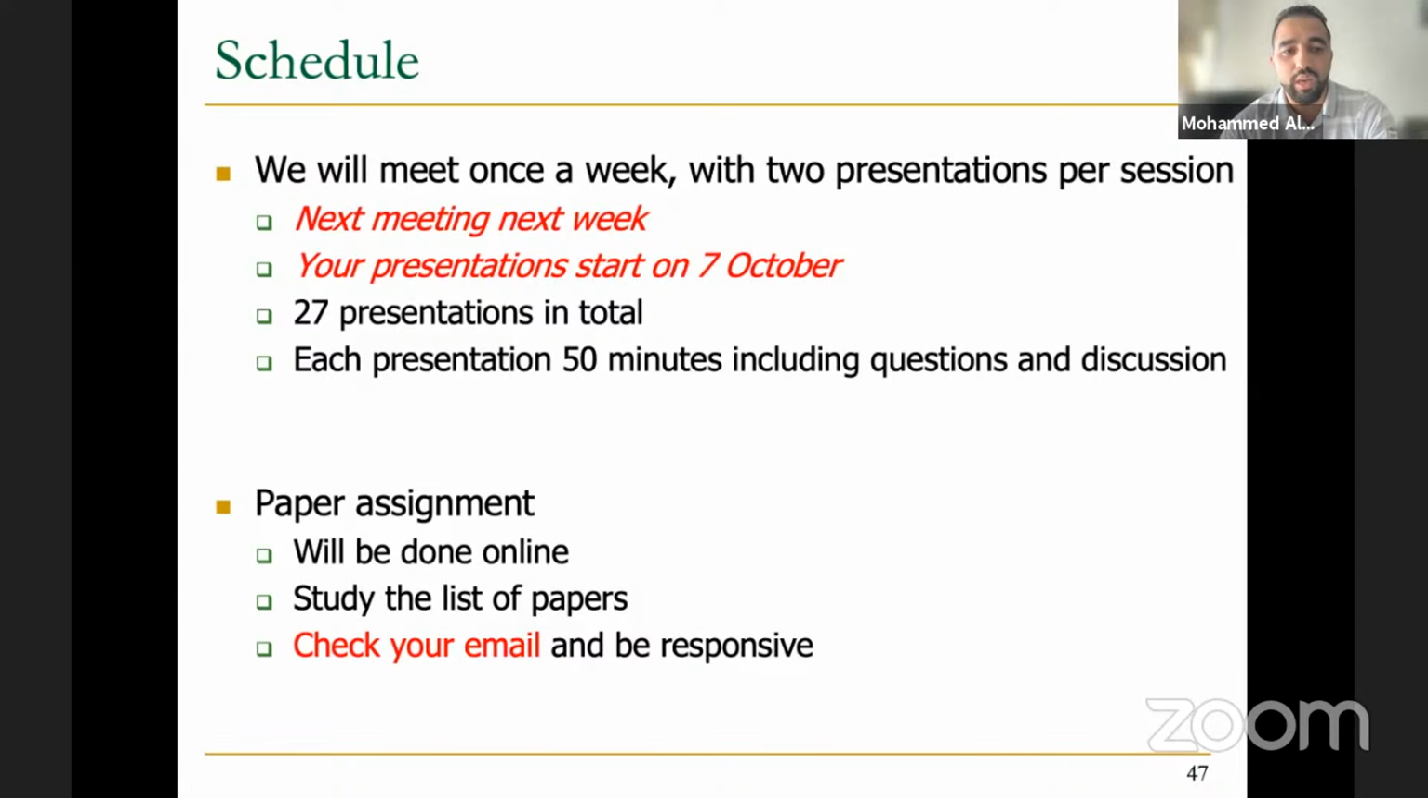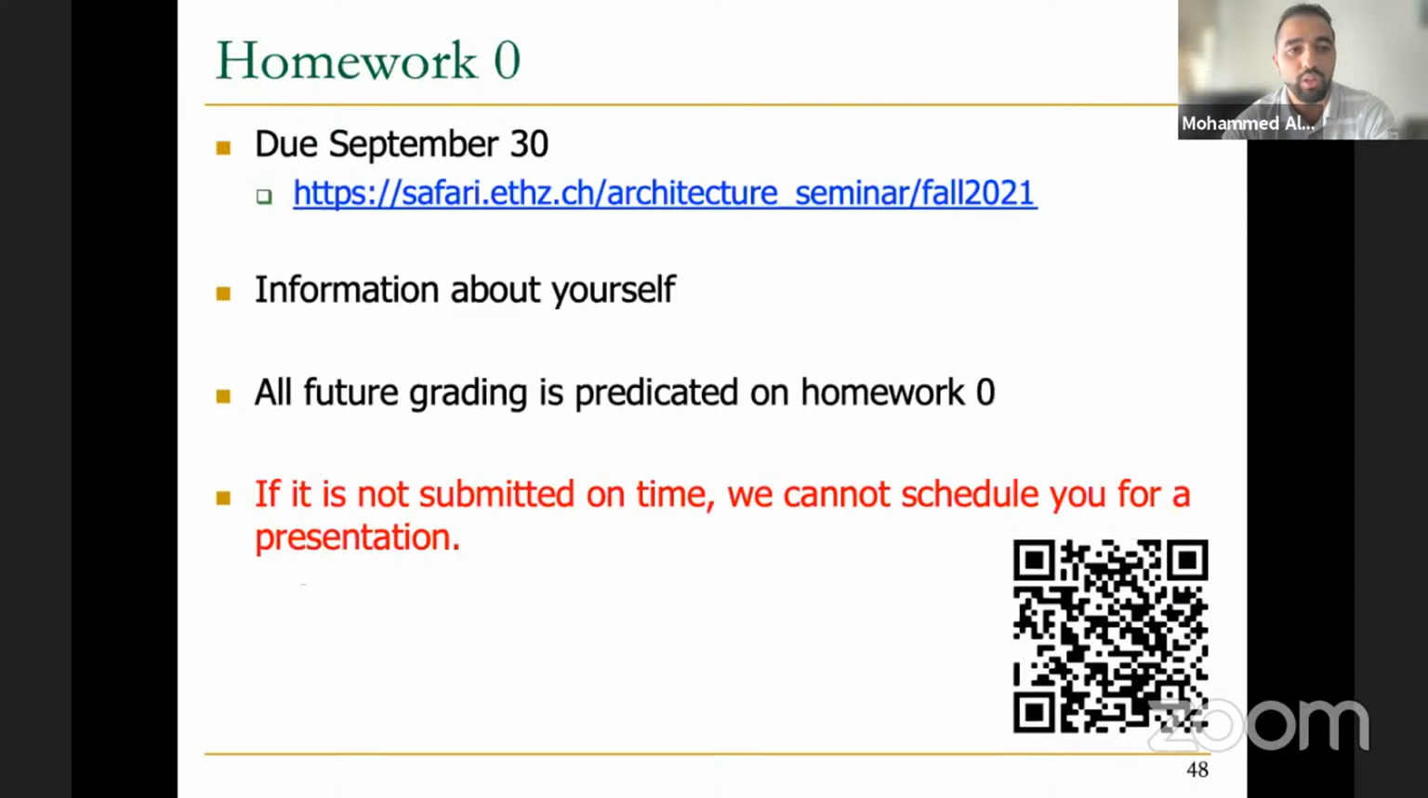Currently, there are 27 students registered in this course, so we expect to have 27 presentations. Each presentation is about 15 minutes, including question and discussion. As I mentioned, the paper assignment will be done online. Study the list of papers, check your email and be responsive. Make sure that when you get the notification through Moodle, you also get the same notification in your email. So you need to activate your email through Moodle.